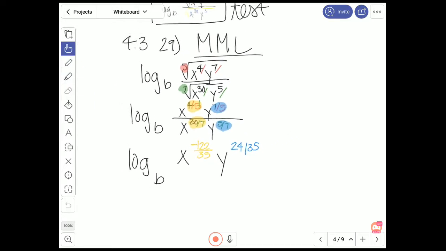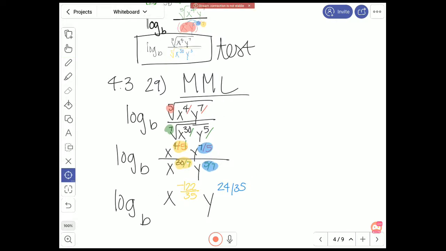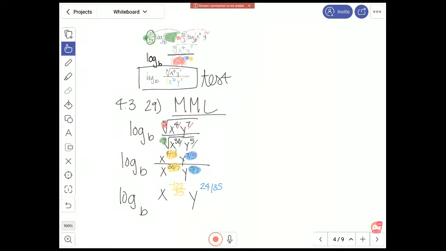Now, as far as the test tomorrow, I am looking for this form. I want to see that you can get from having multiple logs into one log by putting it in radical form, just applying those properties there. I'm not looking for all of this work with getting all of the exponents and everything else like this.